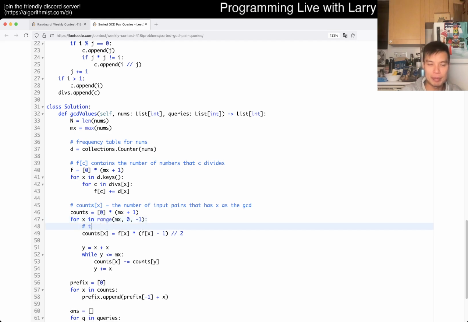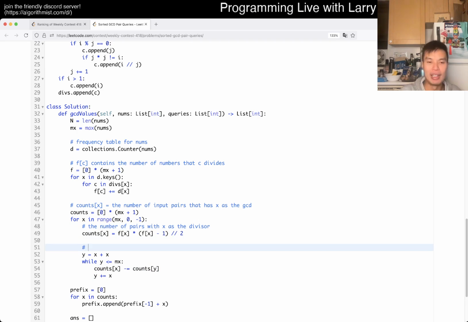So here we start with just the number of pairs with X as a divisor, and of course this is just n choose 2, which is the number of pairs. And then for each multiple, we subtract the number of pairs, which is the key thing that took a while. For each multiple of X, we remove that number of pairs from X. And that's pretty much it, really. This is the way that we do it so that we don't double count.